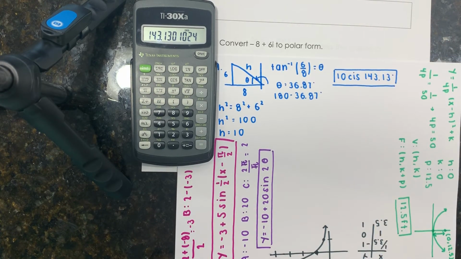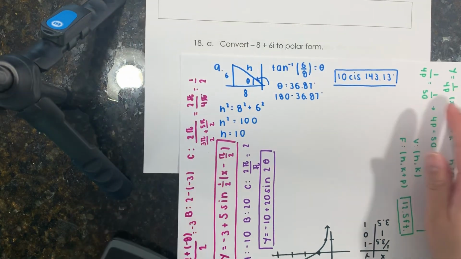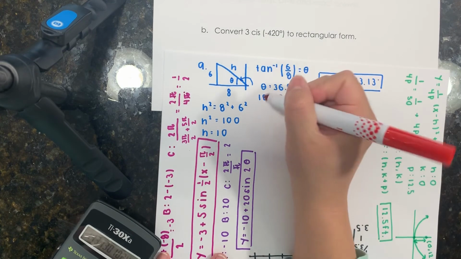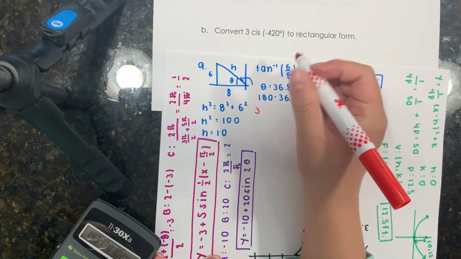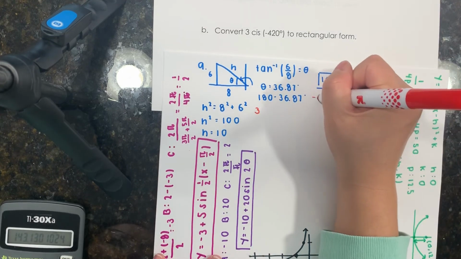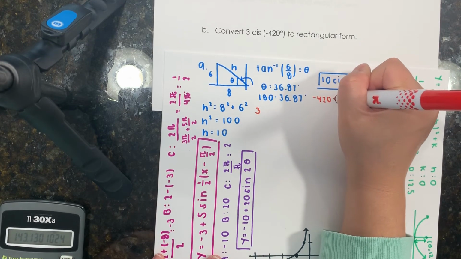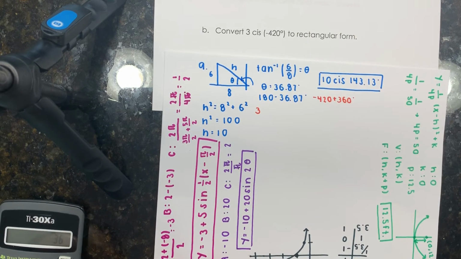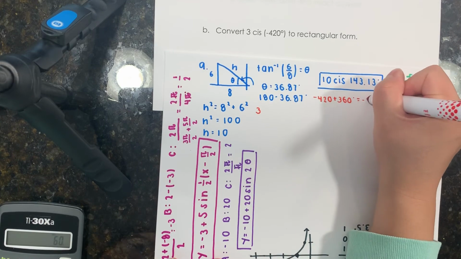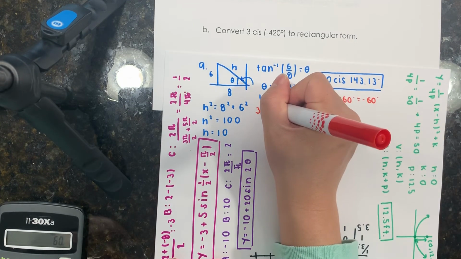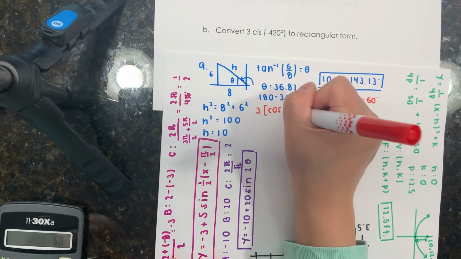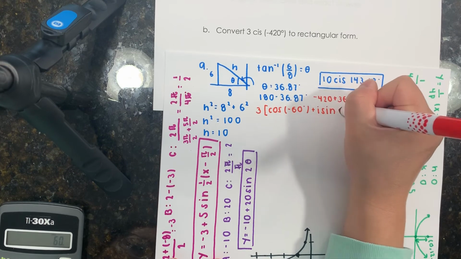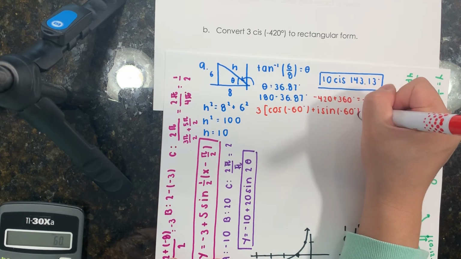Now for part B, we just have to expand. Remember that cis stands for cosine plus i sine. So we're going to expand this to be 3. Well, first of all, negative 420 is greater than 360 in magnitude, so I'm going to add 360 to that. So negative 420 plus 360 would be negative 60. So this would be 3 times cosine of negative 60 plus i sine of negative 60.